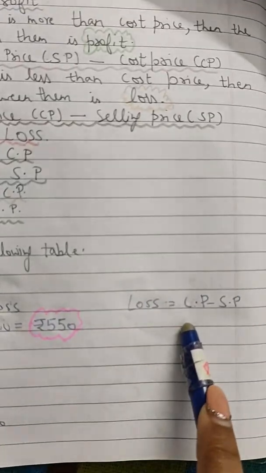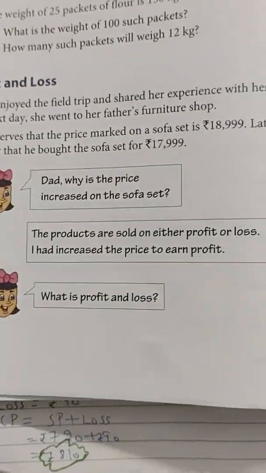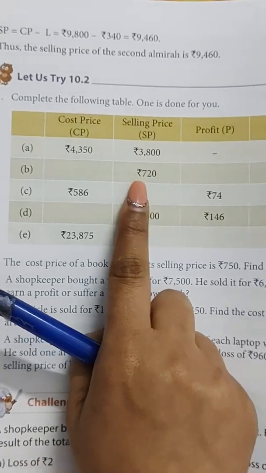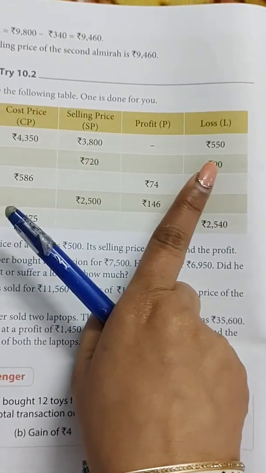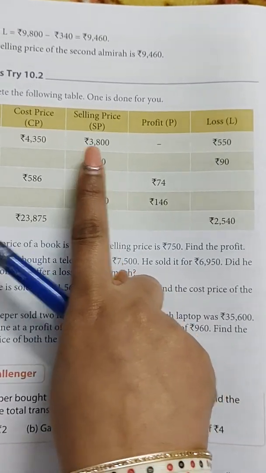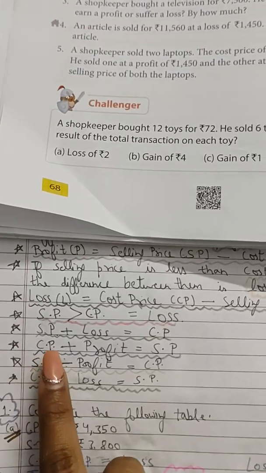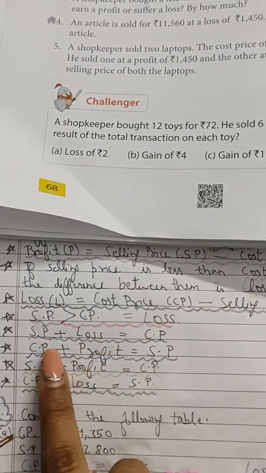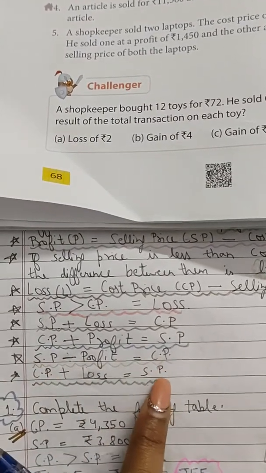Okay, so loss is equal to CP minus SP. Now the second question that we are having is, we don't have CP here, we are having selling price and we are having loss. As you know, if we are having loss and selling price, it means that we will add. To find out the cost price, we have to find the cost price here.